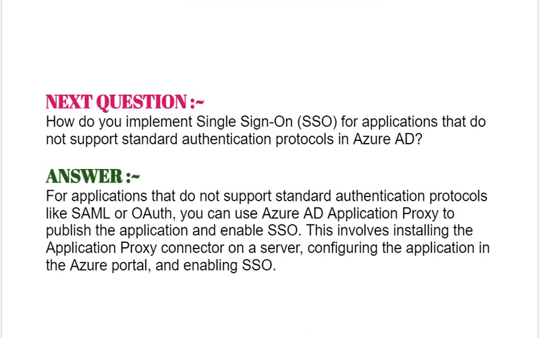Our next interview question is: how do you implement single sign-on (SSO) for applications that do not support standard authentication protocols in Azure AD? Your answer should be: for applications that do not support standard authentication protocols like SAML or OAuth, you can use Azure AD Application Proxy to publish the application and enable SSO. This involves installing the application proxy connector on a server, configuring the application in the Azure portal, and enabling SSO.